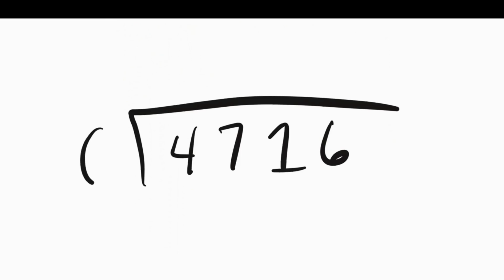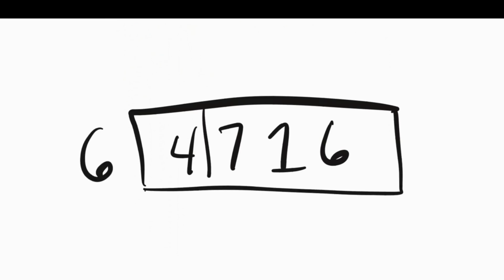All right, let's do 4,716 divided by 6. All right, so let's box this. There we go. And lines in between the 4 and the 7 and the 1, and the 1 and the 6. And let's start it off.